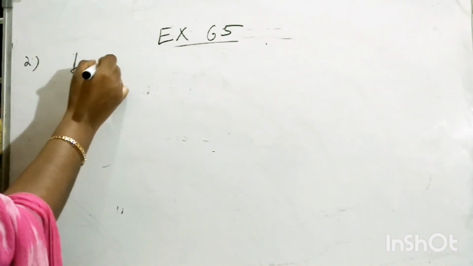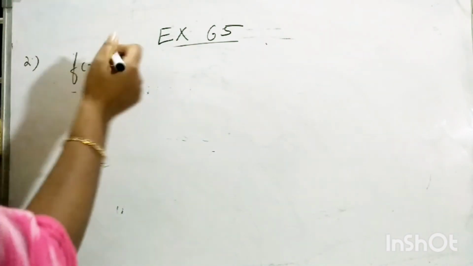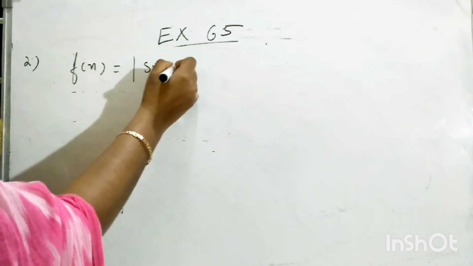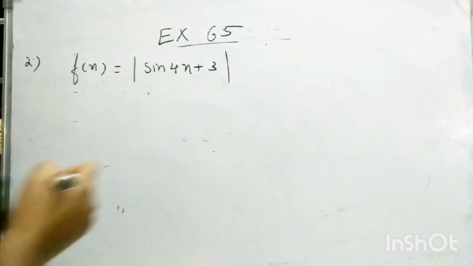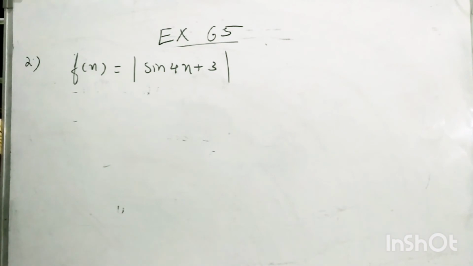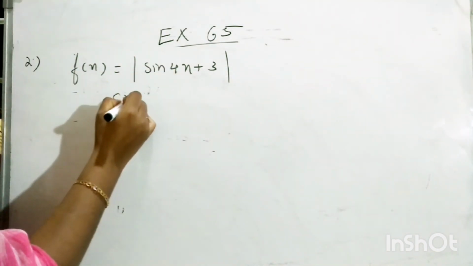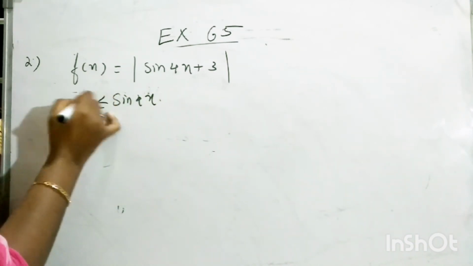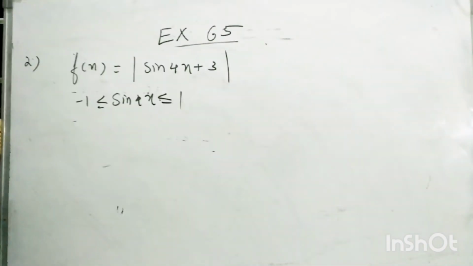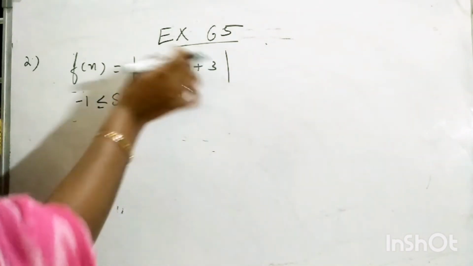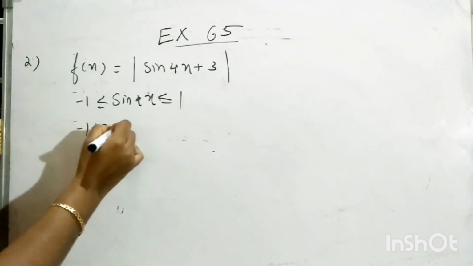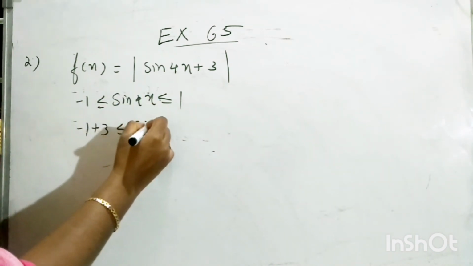Now, fourth question. f of x is equal to modulus of sine 4x plus 3. Same method. Sine 4x always lies in between minus 1 and 1. Therefore, sine 4x also lies in between minus 1 and 1. I need to get sine 4x plus 3, so I will add plus 3 throughout this inequality.